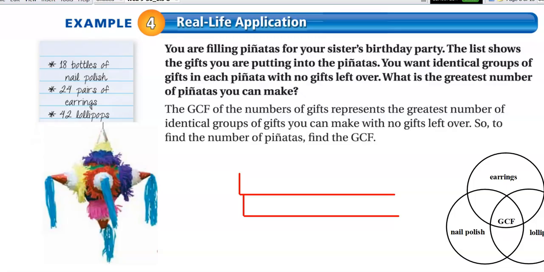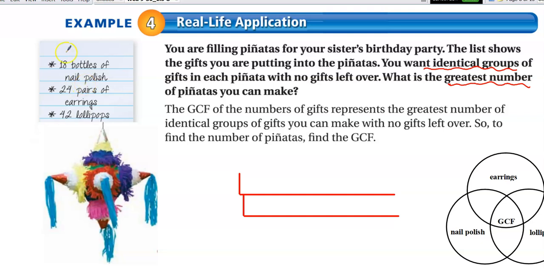So you're going to learn that when you see questions that say you want identical groups, that's telling you that you want to divide something out, right? And then notice they're asking me to find the greatest number of piñatas, right? So you're learning about greatest common factor. And it turns out that that's what we want to do. We want to look for the greatest common factor.